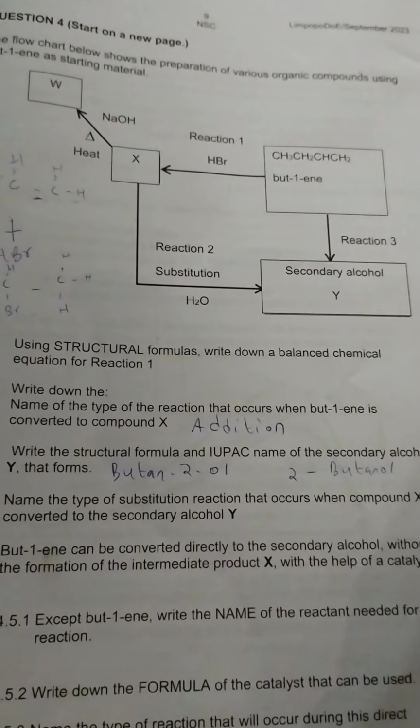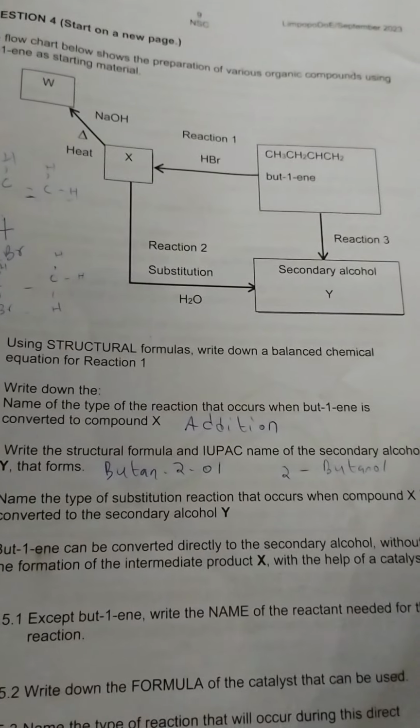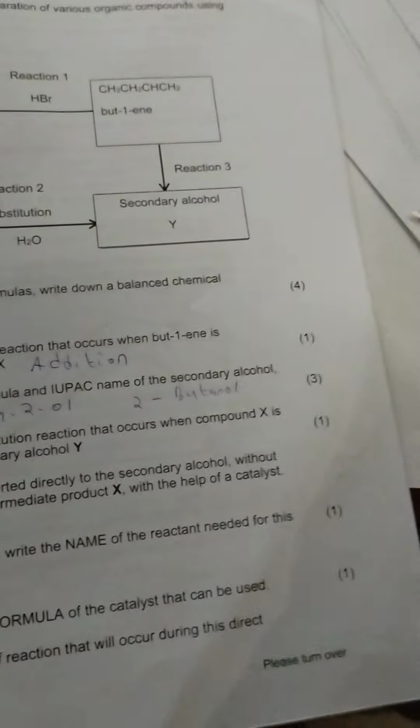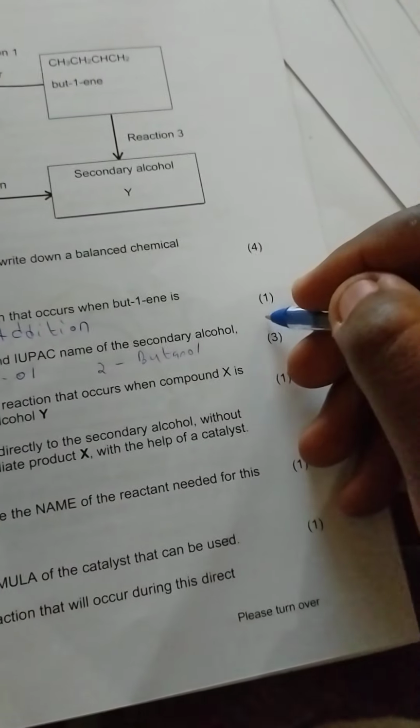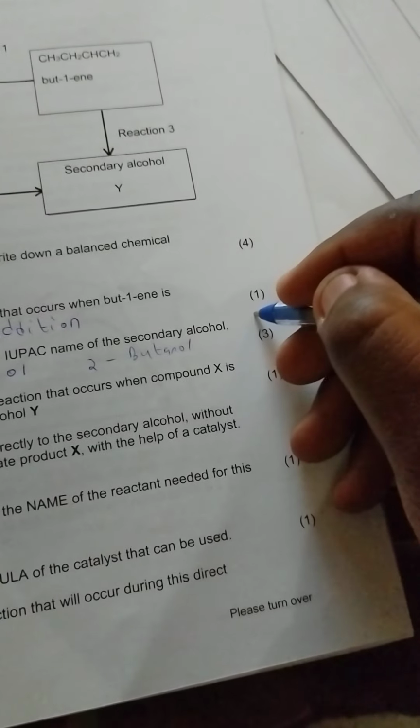Write down the structural formula. Oh, they want the structural formula as well, not just the name. So you need to go and show the structural formula. So the name will be 1 mark. The structural formula will be everything as it is. So you just have to go and do 4 carbons.